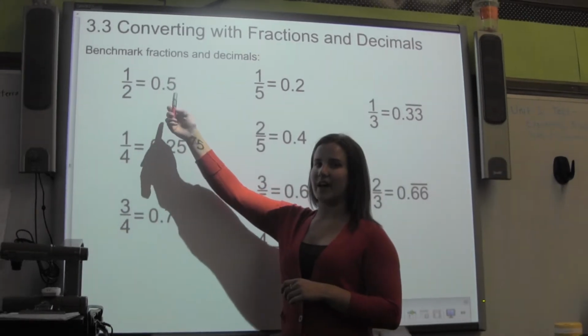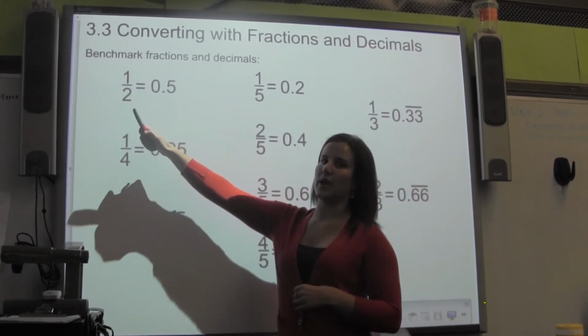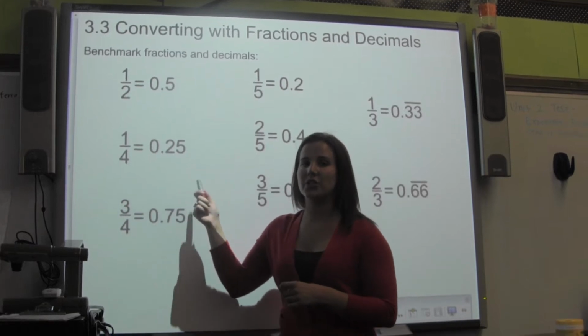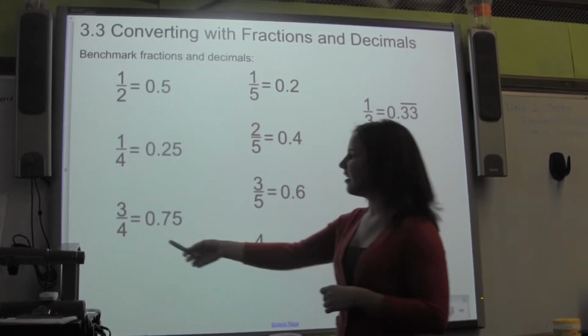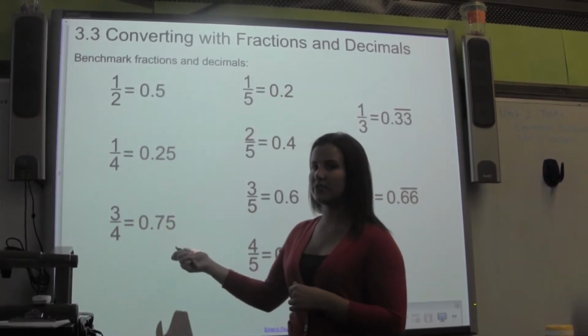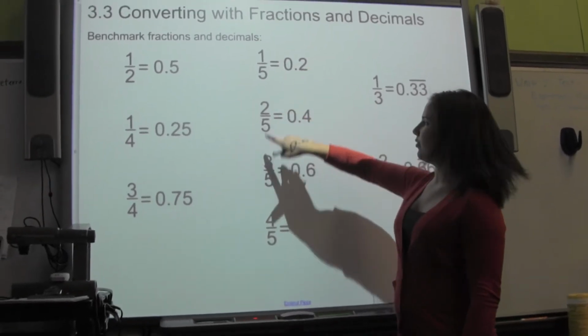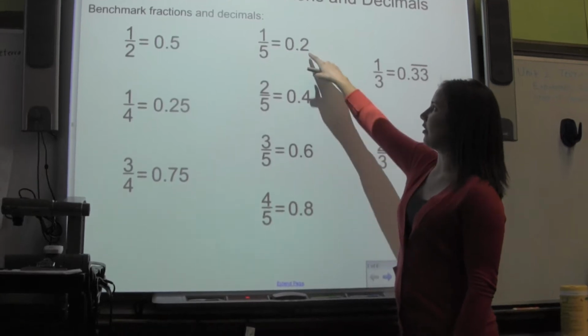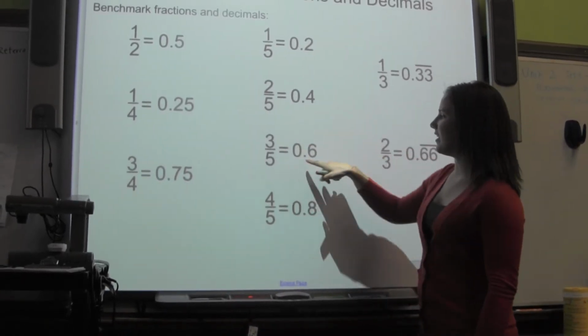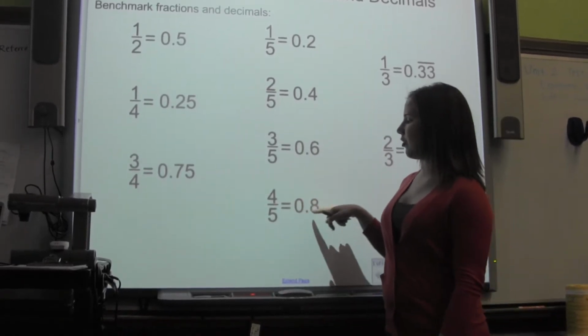1/2 is equal to 0.5. Likewise, 0.5 is equal to 1/2. 1/4 is equal to 0.25 or 25 hundredths. 3/4 is equal to 75 hundredths or 0.75. 1/5 is 0.2. 2/5 is 0.4 or twice this amount. 3/5 is 0.6. 4/5 is 0.8.